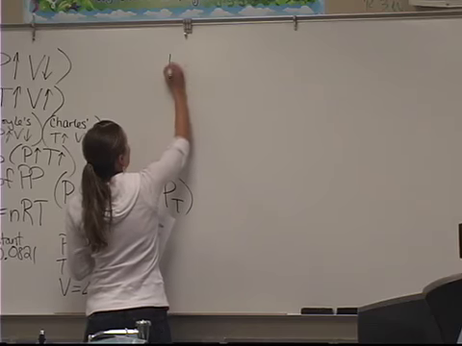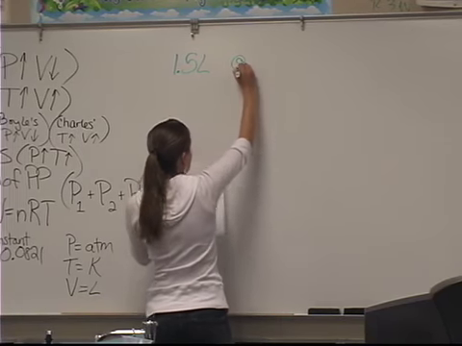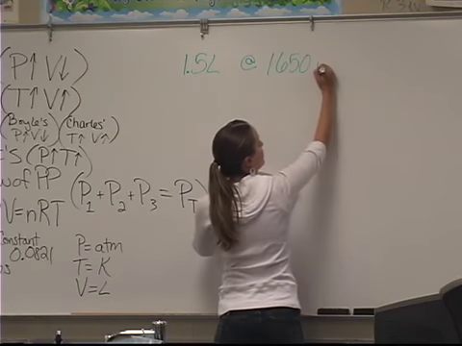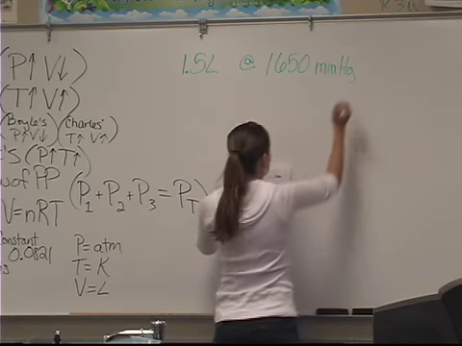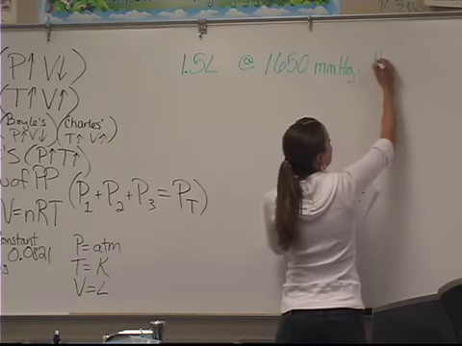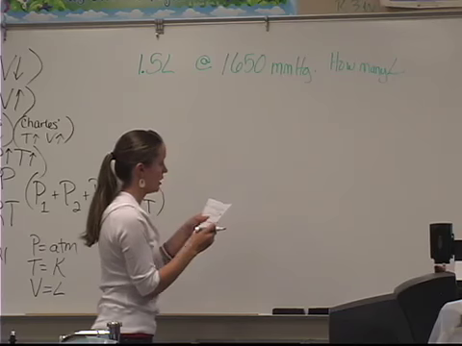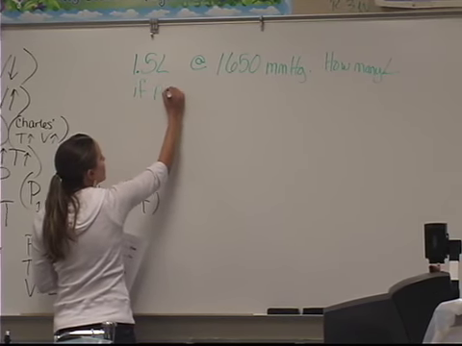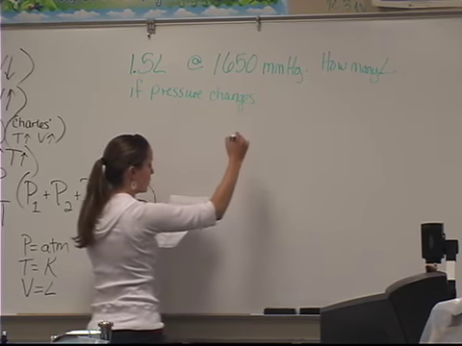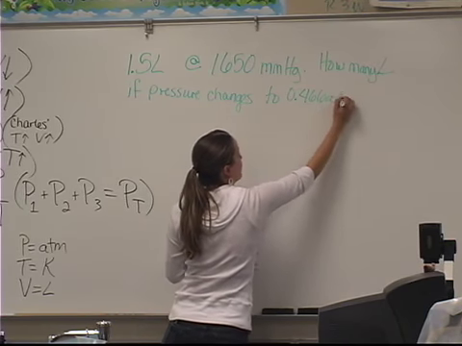Okay, you're given a 1.5 liter sample of a gas at a pressure of 1,650 millimeters mercury. And the question wants to know how many liters if the pressure changes to 0.466 ATM.